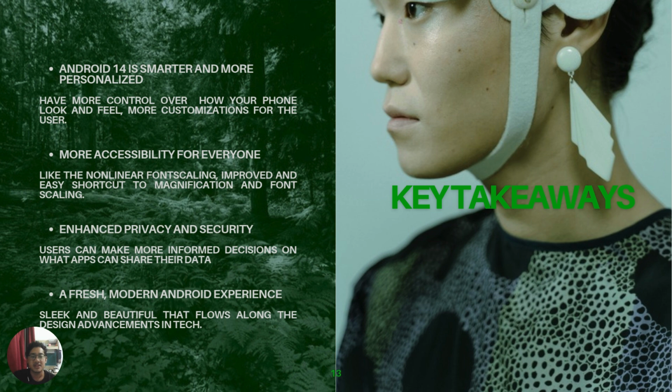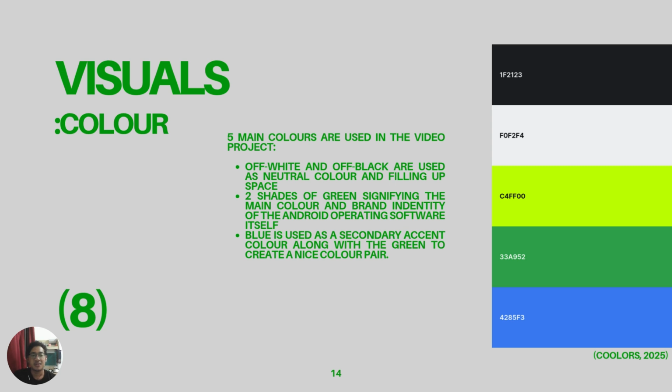And other key messages as well, the key takeaways is Android 14 is smarter and more personalized, compared to the older Android like Android 12, Android 13, Android 11, etc. And more accessibility like non-linear font scaling and magnification, and also enhanced privacy and security, such as we know who we share our data with, and then a fresh modern Android experience, which is using the Material You design, which is sleek and beautiful.